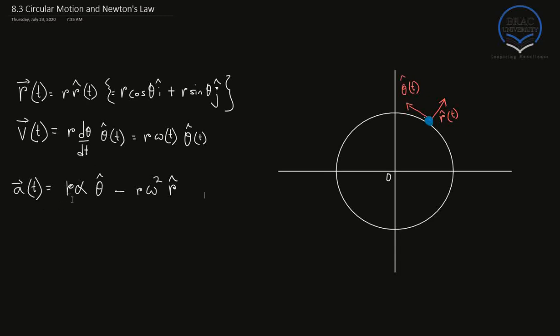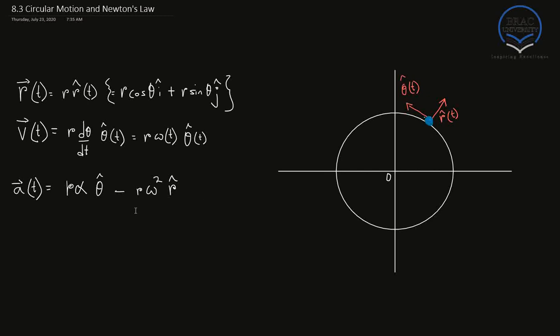The acceleration vector is given as r alpha theta hat minus r omega square r hat, and of course alpha was described as the angular acceleration and omega was the angular velocity. These are all at time t, of course.